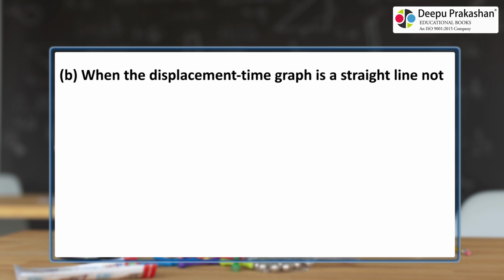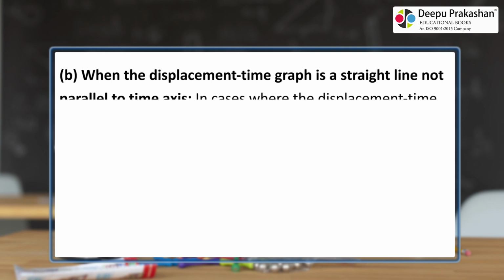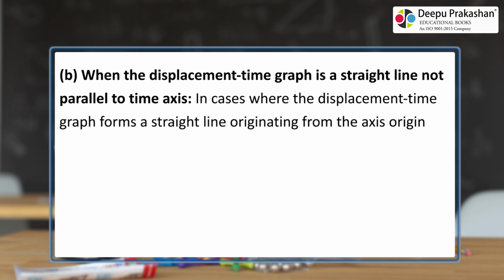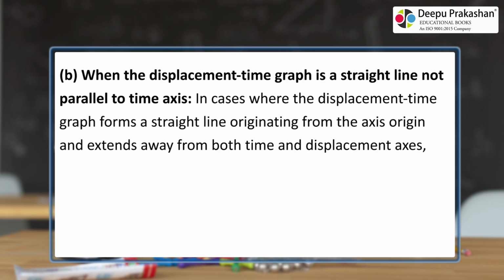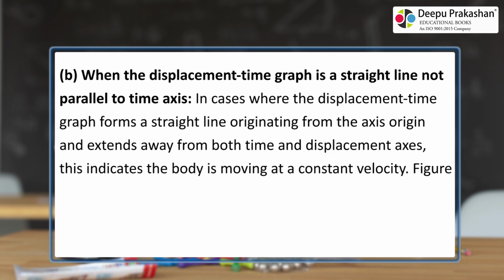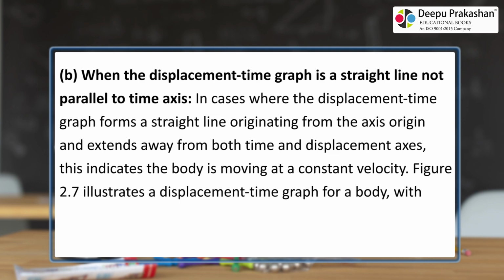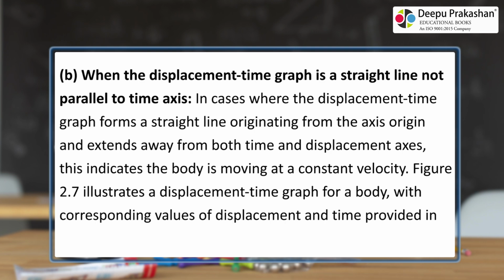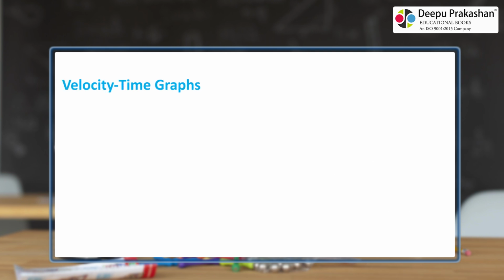When the displacement-time graph is a straight line not parallel to the time axis. In cases where the displacement-time graph forms a straight line originating from the axis origin and extends away from both the time and displacement axis, this indicates the body is moving at a constant velocity. Figure 2.7 illustrates a displacement-time graph for a body, with corresponding values of displacement and time provided in an accompanying table. Velocity-time graphs.